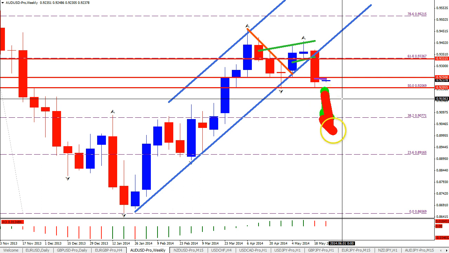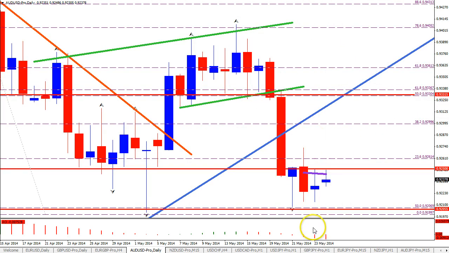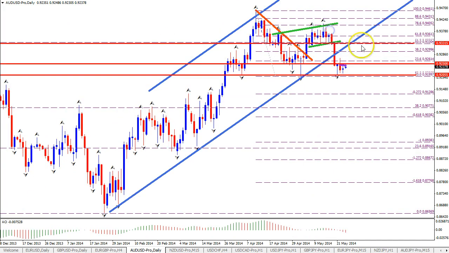downside here on the AUDUSD below 92 with targets, for instance, at, well, let's take a look at the daily chart. If we put a fib on that downside here, we see the price respected the 78.6 fib. Those targets line up at minus 272, minus 618, at 91.30 and 90.38.